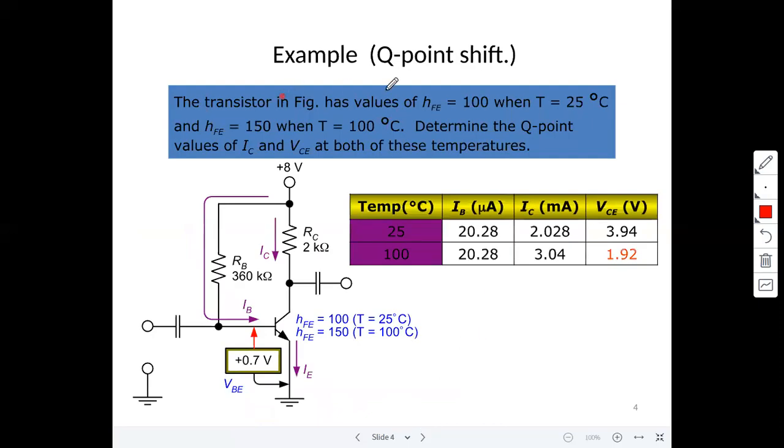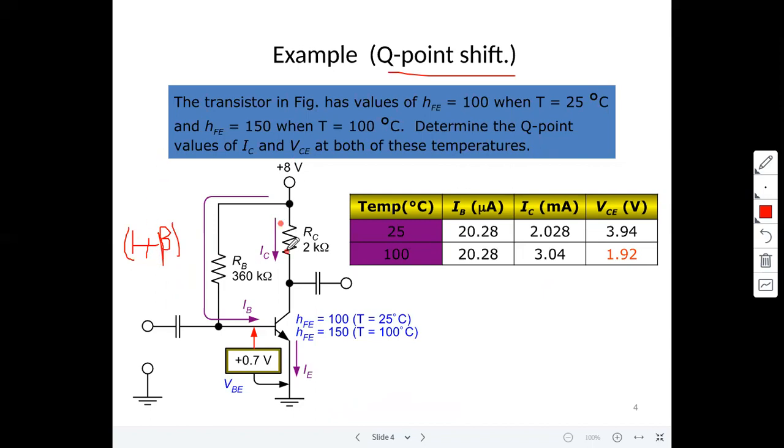An example of Q point shift. Already we discussed the stability factor. The stability factor for this circuit is equal to 1 plus beta. It is a very, very high value, so the stability is very poor. For this biasing, the stability is very, very poor. Why? Because the stability factor is 1 plus beta times. If beta is equal to 50, it is 51 times, right?